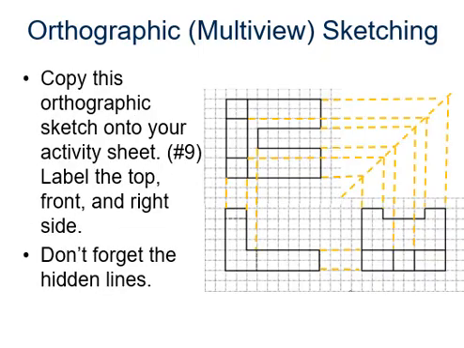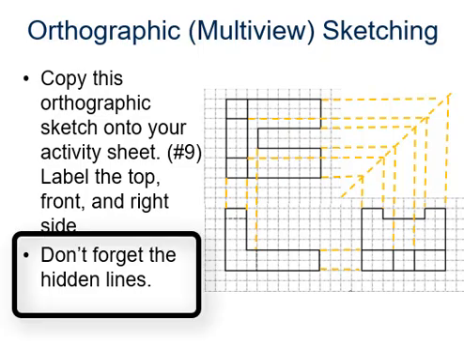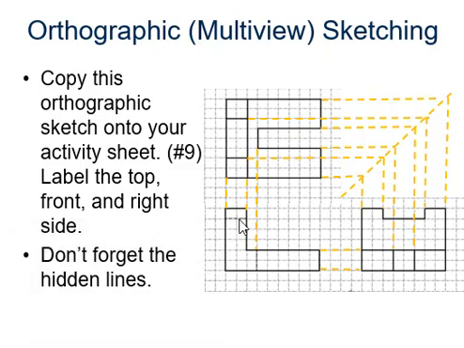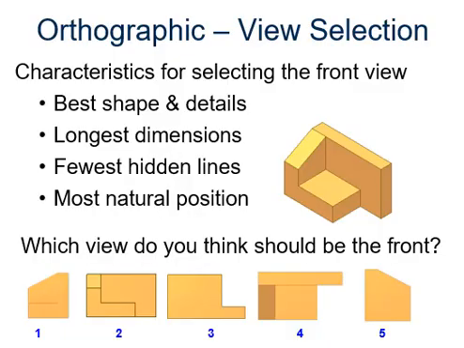I want you then to copy this orthographic sketch onto your activity sheet. It's number 9. Label the top, front, and right side. And don't forget the hidden lines. Remember that hidden lines are represented by dashed lines, and contour lines are solid lines. So this is representing kind of a corner, if you will, or edge of that object. Go ahead and pause this video and create these 3 views of an orthographic sketch. You should now have the front, top, and right side view drawn on your activity sheet.